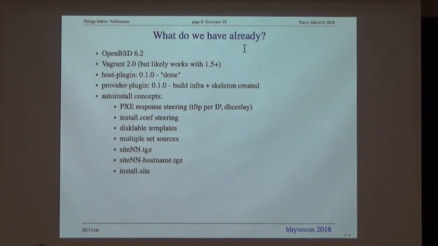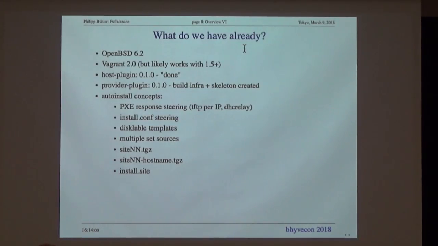TFTP can now give different answers on the basis of its IP address. You can use disk table templates from remote. For example, a firewall and a database server most likely will want to have different partitioning tables.